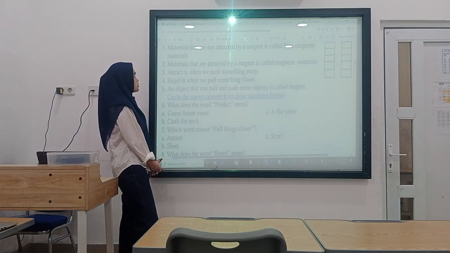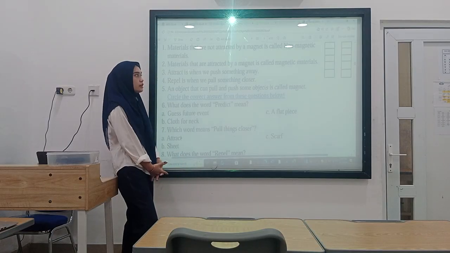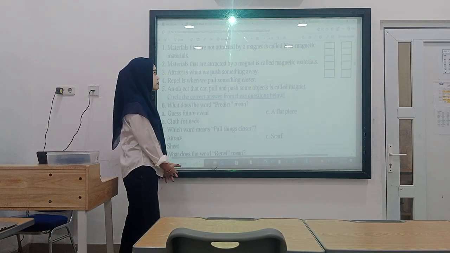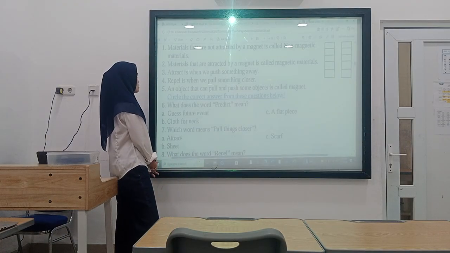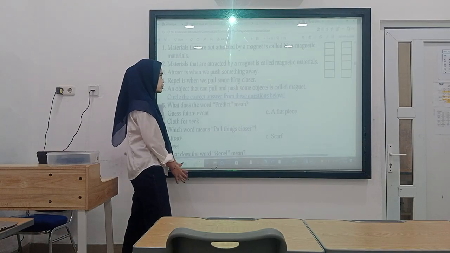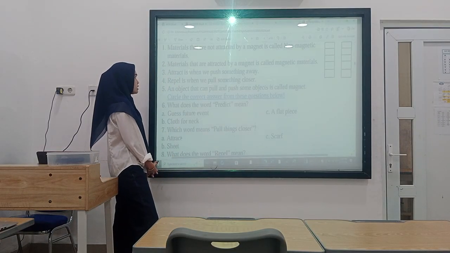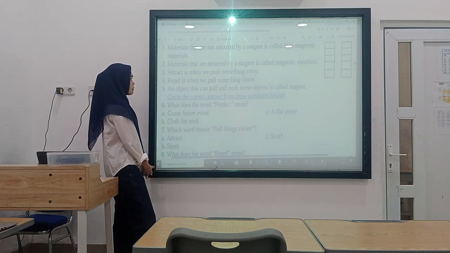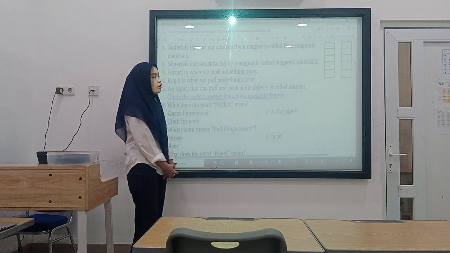Number one, materials that are not attracted by a magnet are called non-magnetic materials. The answer is true. Number two, materials that are attracted by a magnet are called magnetic materials. The answer is true. Number three, attract is when we push something away. The answer is false. Number four, repel is when we pull something closer. The answer is false. And number five, an object that can pull and push some objects is called a magnet.